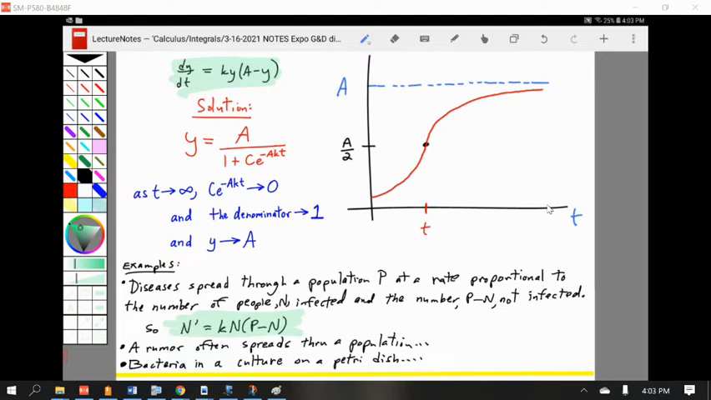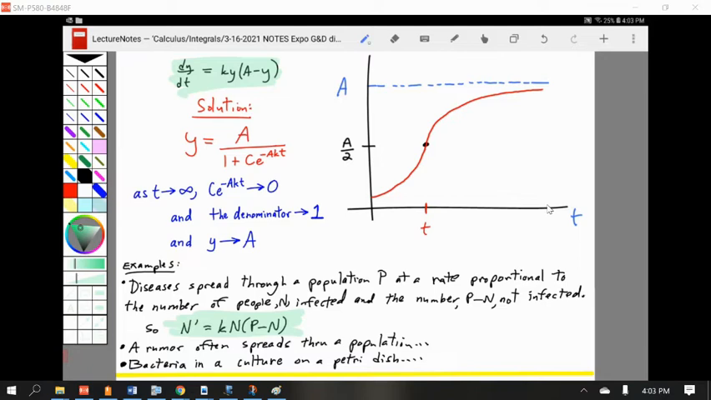So this is a science. A rumor. I didn't take the time to write this down. A rumor, a fad, or a new religious cult often spreads through a population P according to the formula, which you see written at the very top of the screen, right? Where N is the number of people who have heard the rumor, acquired the fad, or converted to the cult, and P minus N is the number of people who have not, right?